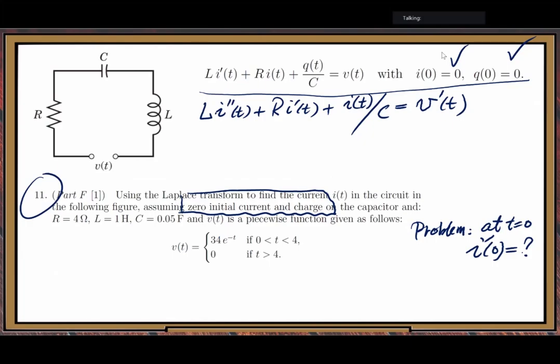What's the problem? Let me point it out. Let's find v prime first. V prime, very simple. Negative 34 e to the negative t. That's v prime. Then let's plug t equals 0 into this equation.